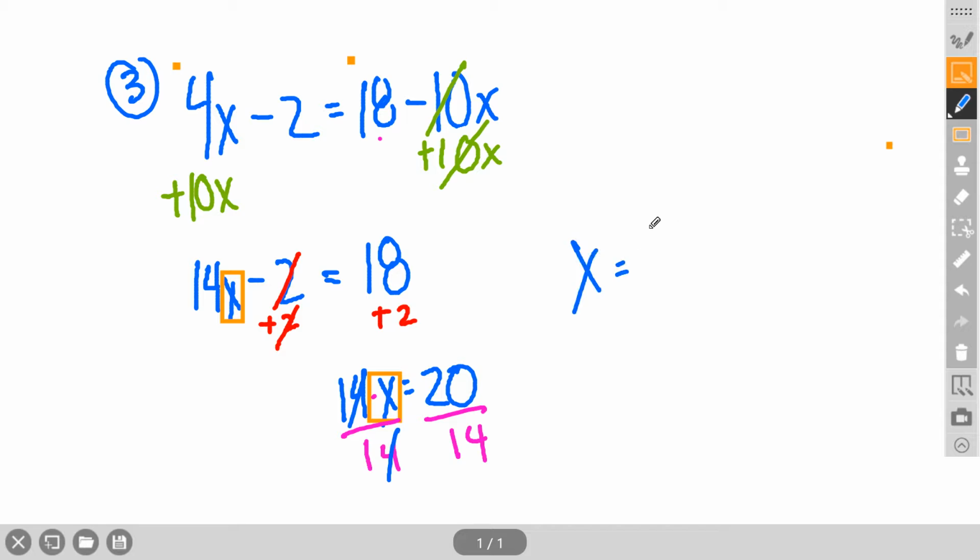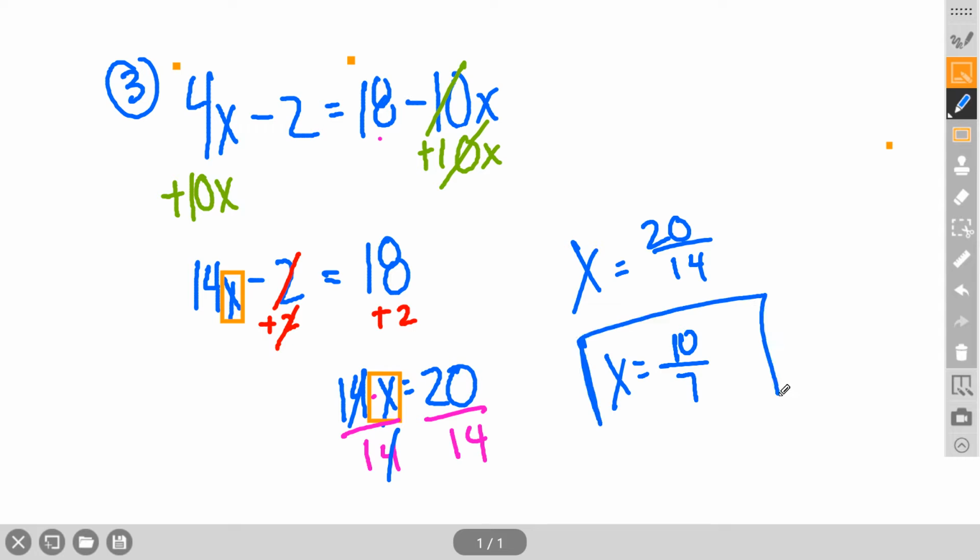X is equal to 20 over 14. And of course, I would want to simplify, reduce that, make that a reduced fraction. So they're both divisible by 2. 2 goes into 20 10 times, and 2 goes into 14 7 times. So that reduces to 10 over 7. And that is my solution. That is the number that makes both sides into the same. It evaluates both sides to the same.